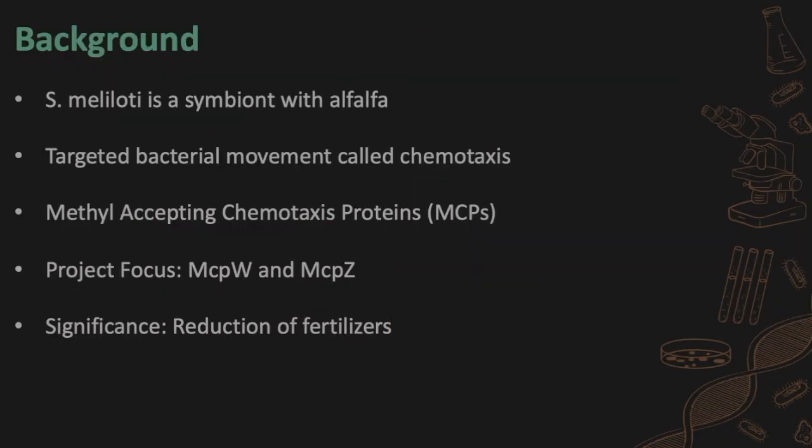So S. meliloti is a symbiont of the nitrogen-fixing rotation crop alfalfa, and alfalfa will release these molecules into the soil in order to attract S. meliloti to the site of its roots, and it will provide the bacteria with all of the nutrients that they need to grow, and in return, S. meliloti will fix atmospheric nitrogen that the plant cannot obtain on its own.